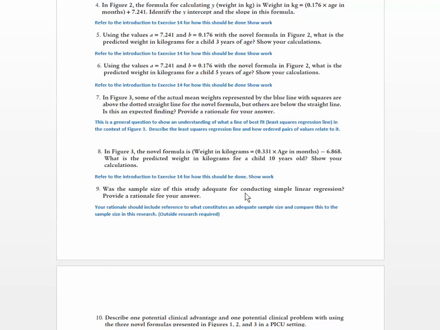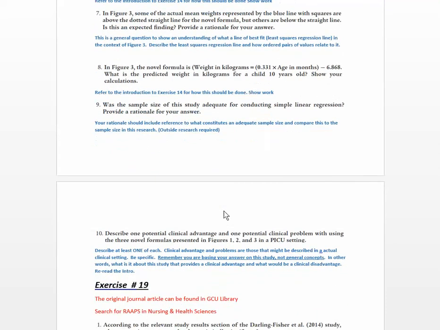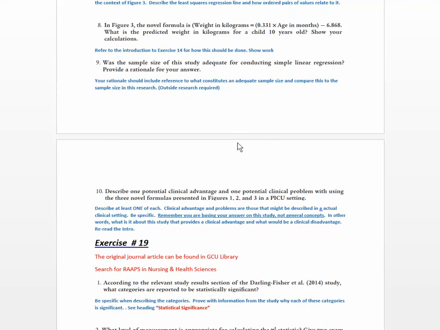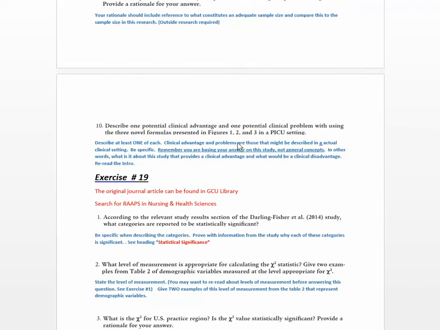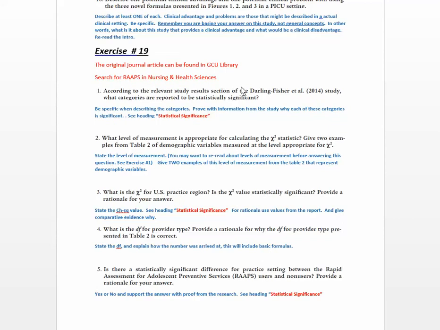Was the sample size of the study adequate? Your rationale should include references to what constitutes an adequate sample size, and compare this to the sample size in the research. You may want to go outside and find some other additional research. You can also take a look, there are some other reasons why. You may find something in the study itself that tells you something. Okay? And 19, the original journal article can be found again in GCU.